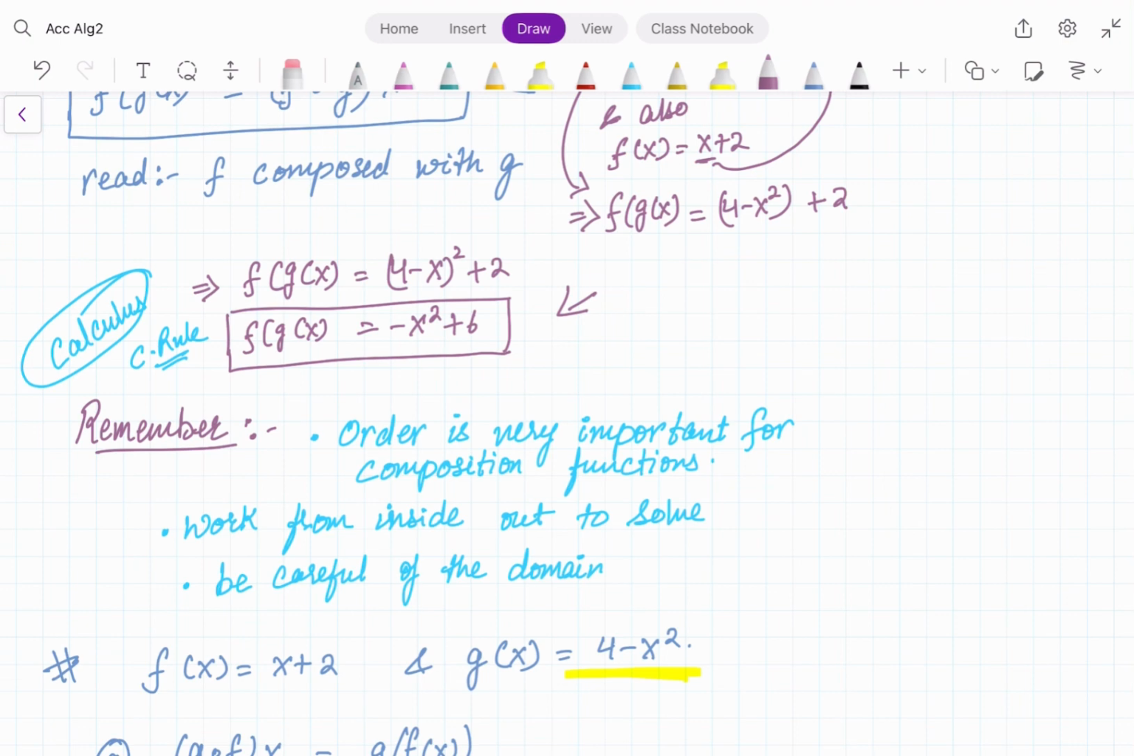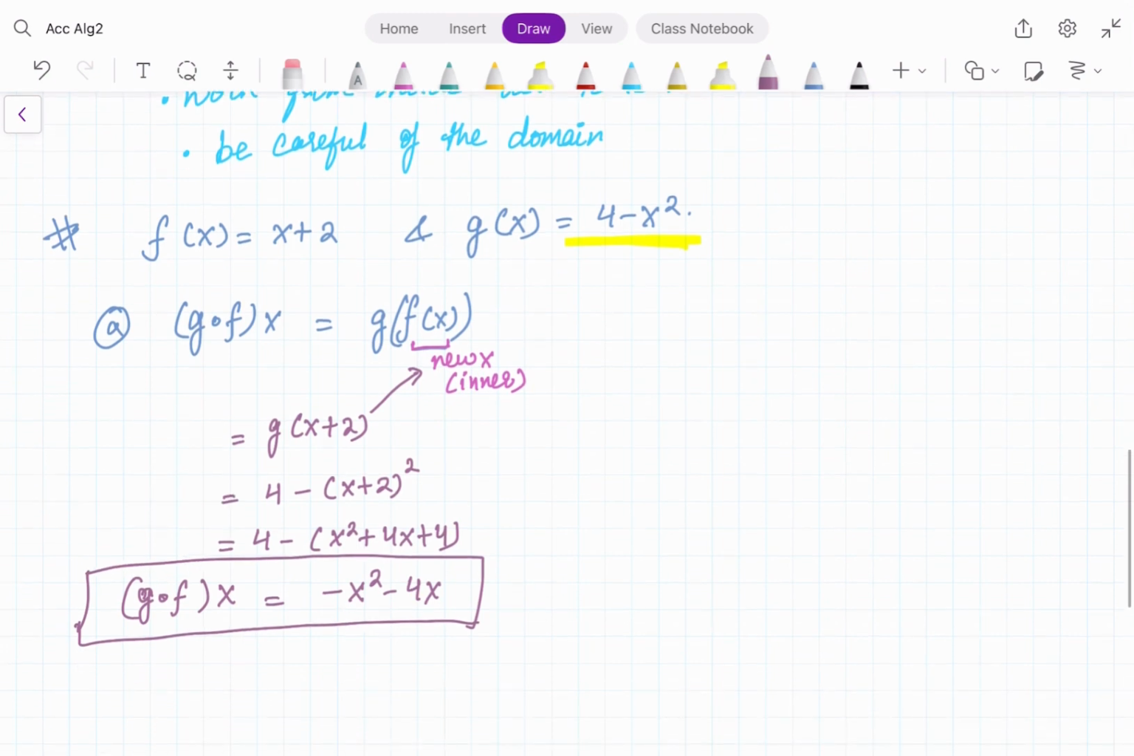Because when they are the same, f composed with g or g composed with f, and they generate the same value as x, then it becomes the inverse function. But we will discuss it in 2.7. But remember, order is important.